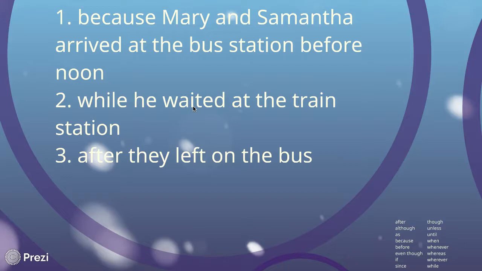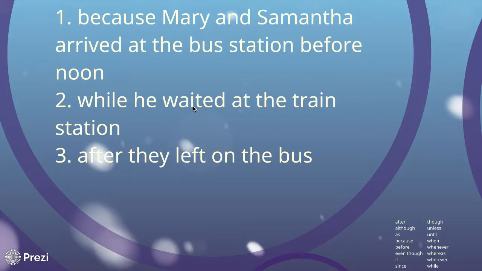If you were to write, Mary and Samantha arrived at the bus station before noon, it's an independent clause. It could be a complete sentence. You add the word because, and now it becomes a dependent clause. It's not the same thing as using FANBOYS. It's a totally different entity, a totally different word. It's just one of those rules that kind of came along the line.